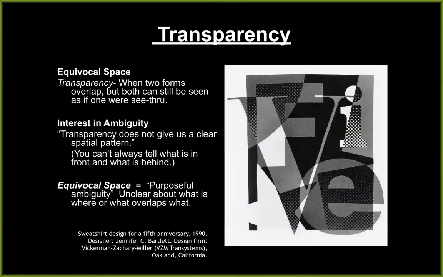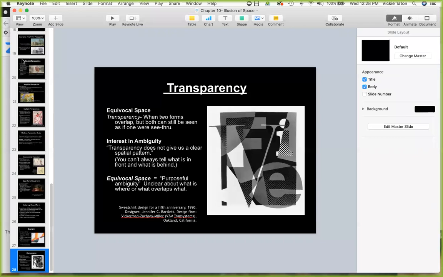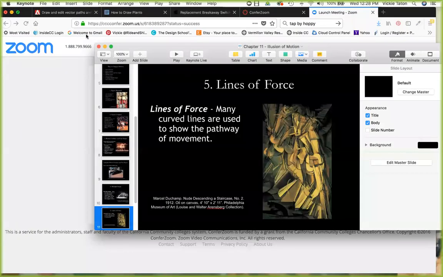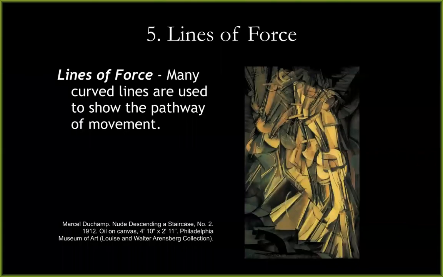The term for this is equivocal space, purposeful ambiguity. You're unclear about what is where and what overlaps what. And a designer may be interested in using this. So that wraps up the illusion of space. Does anyone have anything to add on that? Then we'll just move right on.